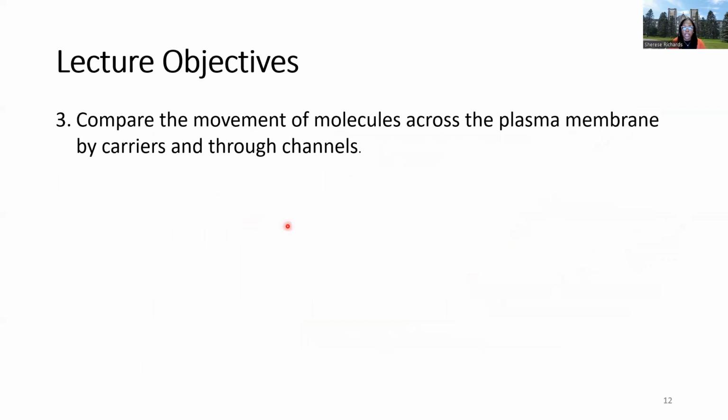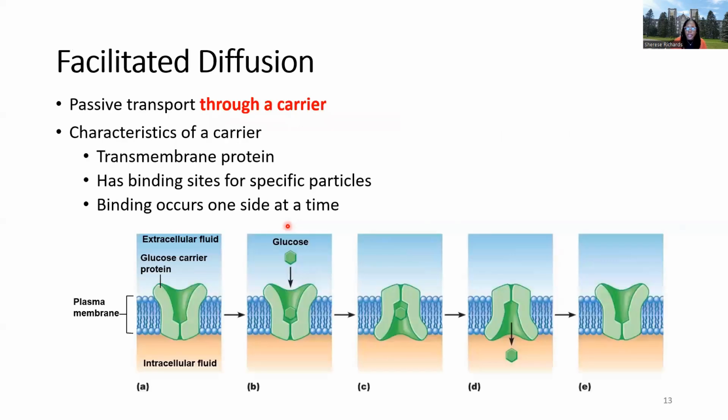To continue on to learning objective 3, which is to compare the movement of molecules across the plasma membrane by carriers and through channels. This is where we really want to emphasize the idea that passive transport can happen freely through the membrane, or it can require some support. Passive transport is not synonymous with simple diffusion, right? Really important to separate those two ideas.